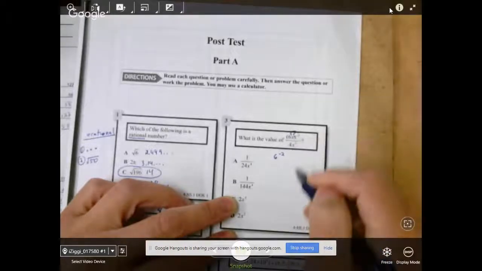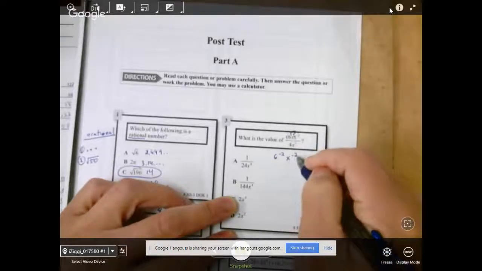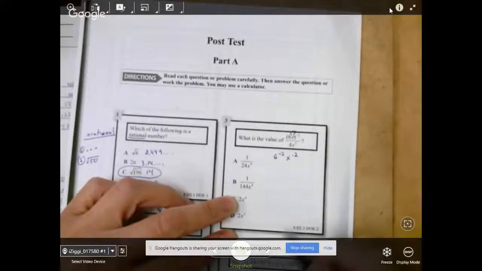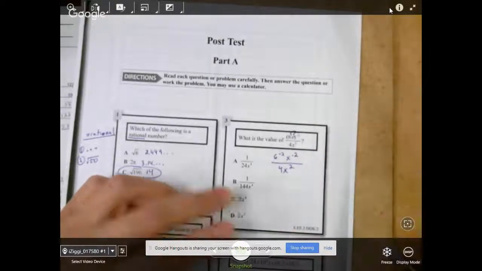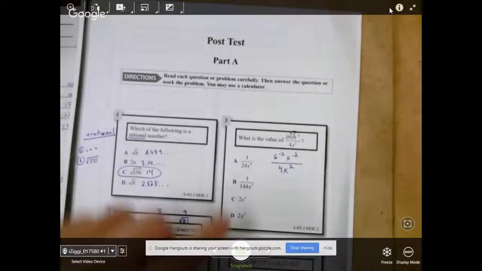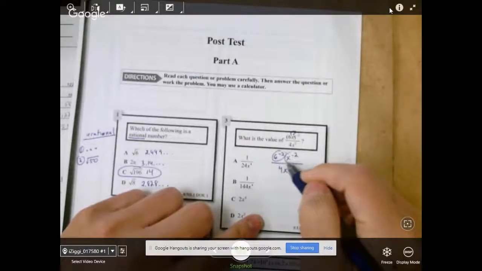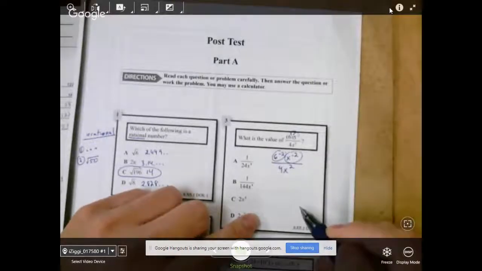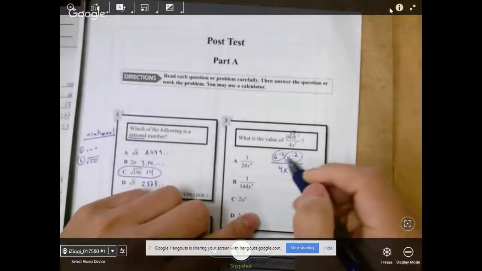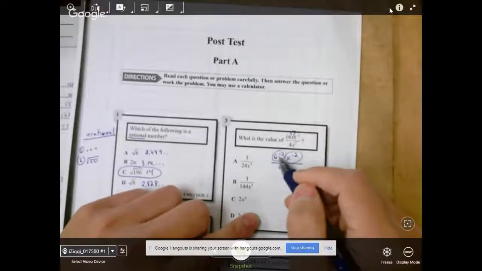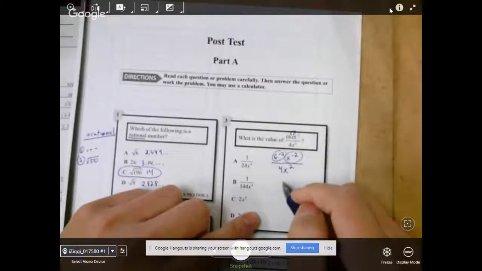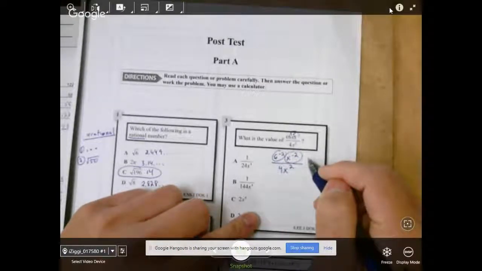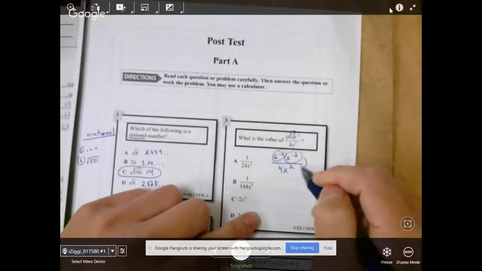And then you have this 4x squared. A couple different ways you can look at this. Both of these terms have negative exponents, so you have to move them down. I can't simplify this yet. I can't evaluate this because it has a negative exponent. So both of these come down. What's left at the top? 1. 1 over 6 to the positive 2.